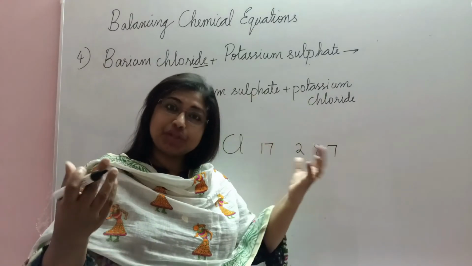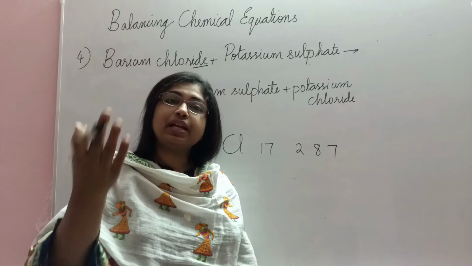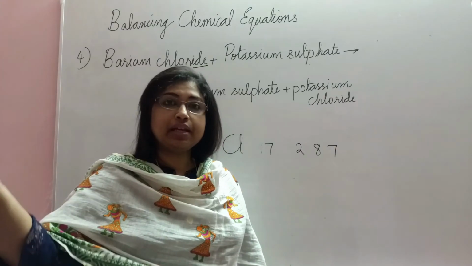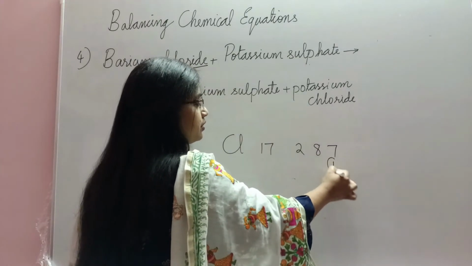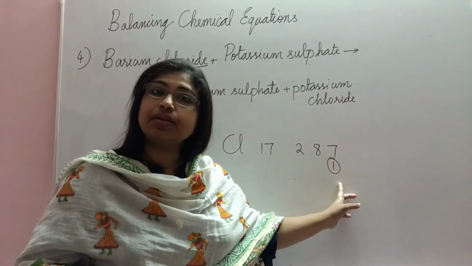Chlorine has a tendency to gain electrons. So it will accept 1 electron from any other element to complete its octet because it needs only 1 electron. So what will be the valency of chlorine? 1.